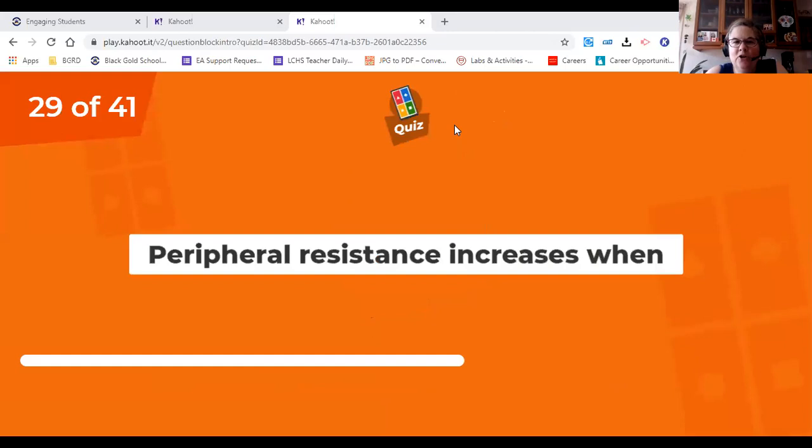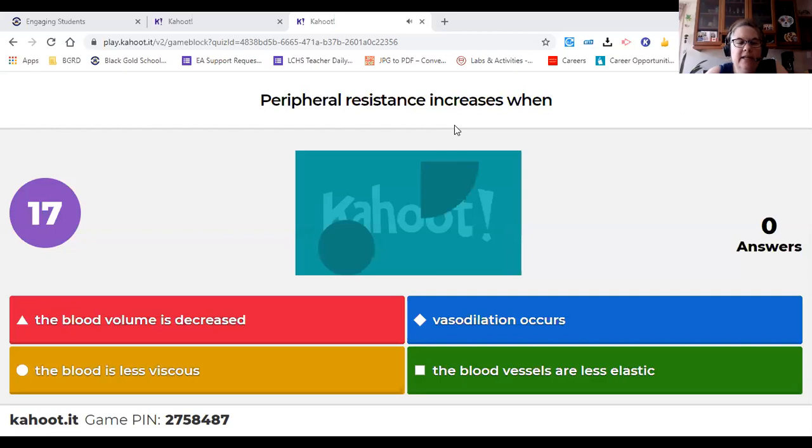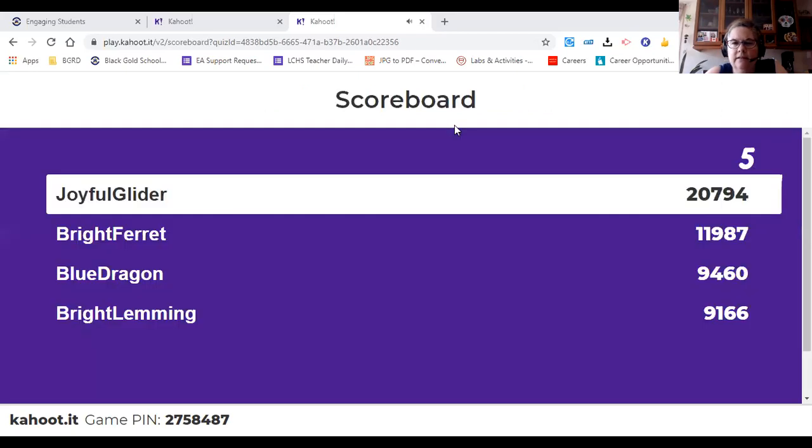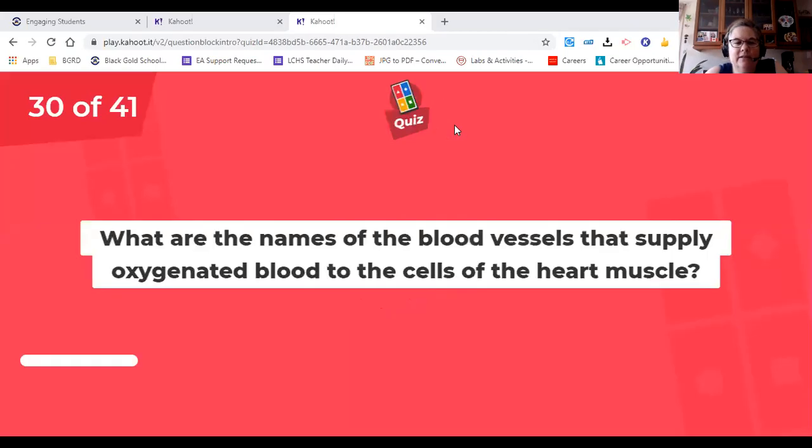Peripheral resistance increases when blood volume is decreased, the blood is less viscous, vasodilation occurs, the blood vessels are less elastic. Ooh, guys, the blood vessels are less elastic. No one got it. Less elastic, so they're not moving very well to support the blood.